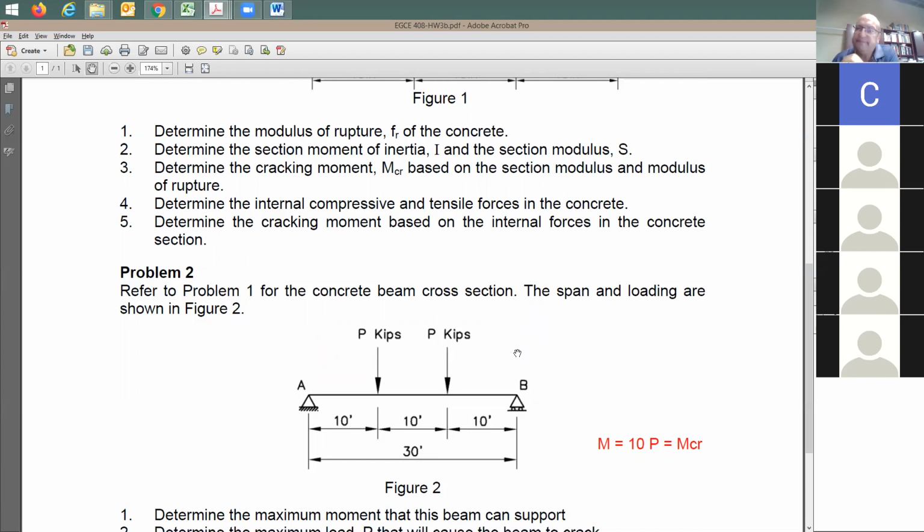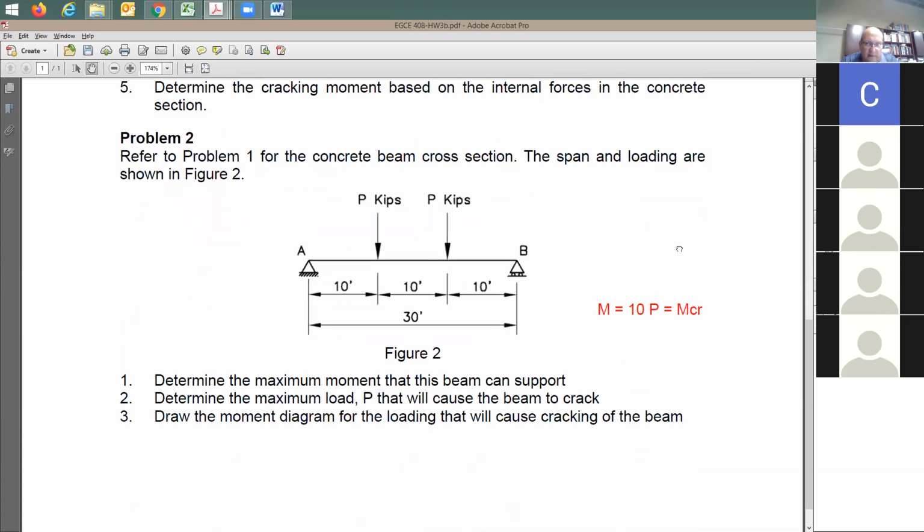Are we good? Is this example clear? Or this homework? What was that you said? I didn't understand. I just want to be sure that this homework is clear to you guys. It has been discussed.